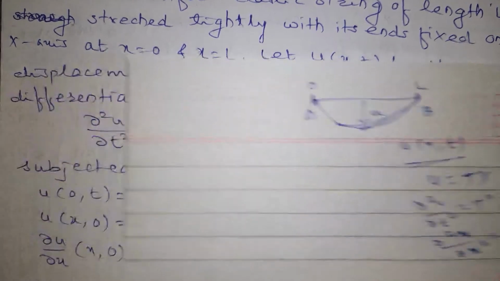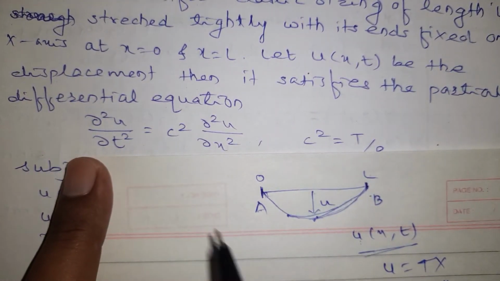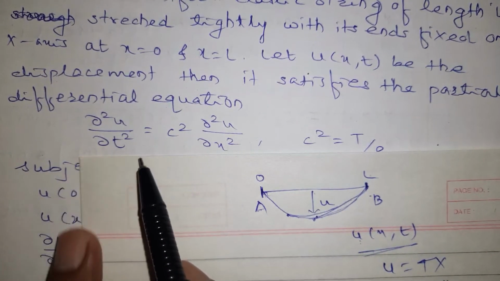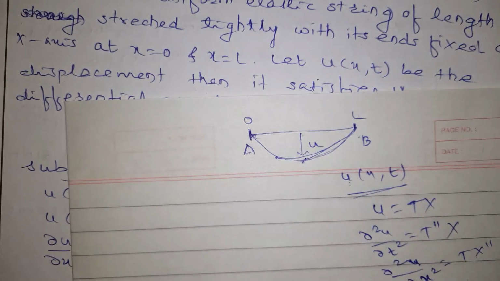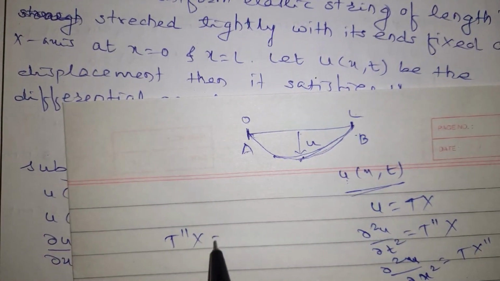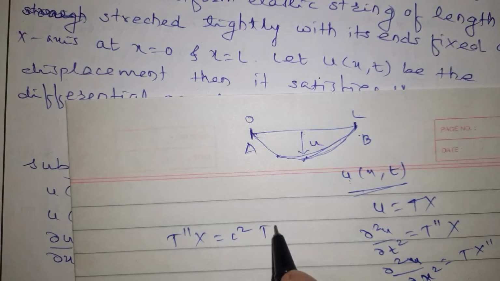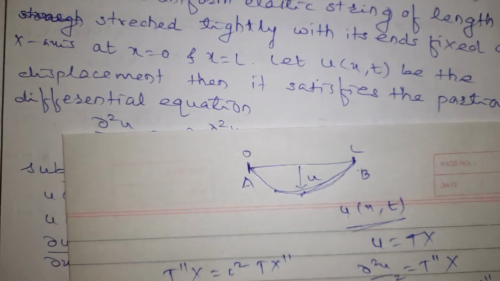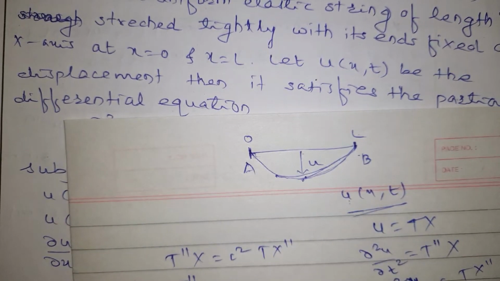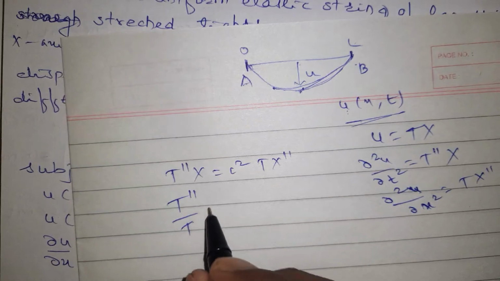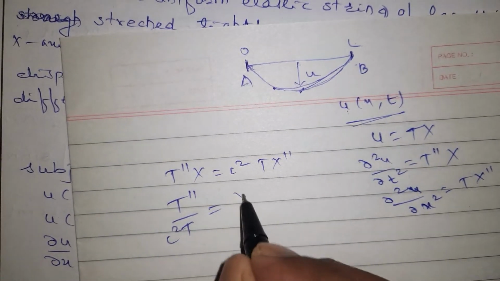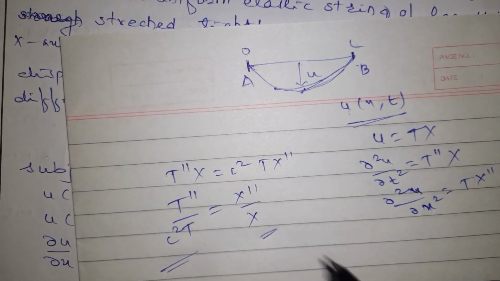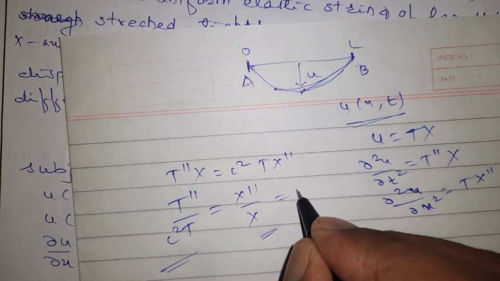Put these values in your given equation. Your given equation is dou square u by dou t square is equal to c square dou square u by dou x square. So what do I get here? Using these two relations, T double dash X is equal to c square T X double dash. Understood this? I just substitute the values. Now here T double dash upon c square T is equal to X double dash upon X. So I just separate terms of t and x and I call this m square.